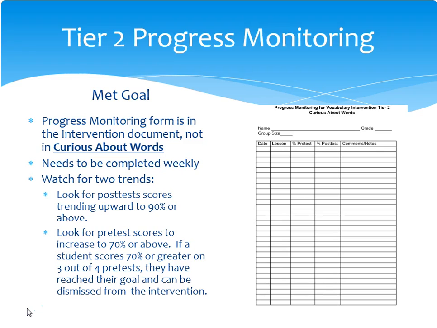Watch for 2 trends. First, since vocabulary is taught during the lesson, students' post-test scores should be increasing to 90% or above. As students become more proficient with vocabulary, their pre-test scores should also be increasing to 70% or above. If a student scores 70% or greater on 3 out of 4 pre-tests, they have reached their goal and can be dismissed from the intervention.